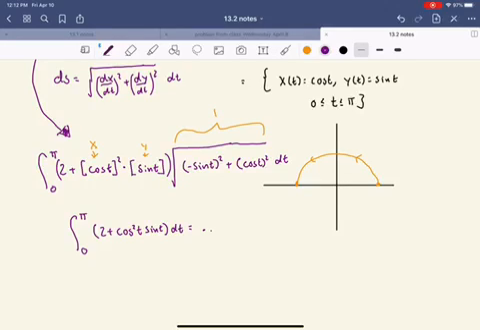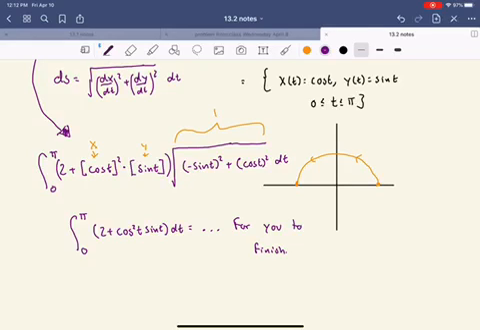I'm going to let you figure out that integral. That's a pretty standard one. 2, you should be able to integrate without any problem whatsoever. And cosine squared of t sine of t, you should be able to integrate with very minimal work, letting u be cosine of t. So, for you to finish.